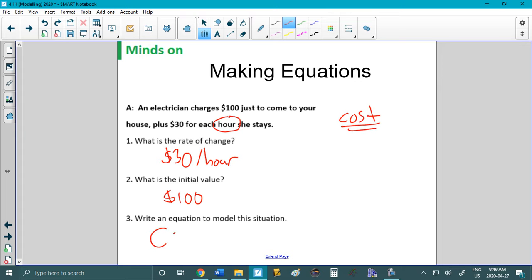So C equals, remember these things look like this, y equals mx plus b. So C equals the rate of change, or m, which is 30. And then for our x value, that's the number of hours. So let's say h, or n for number of hours, plus 100. Okay. We've done this a couple of times. I'm just going through it one more time here.